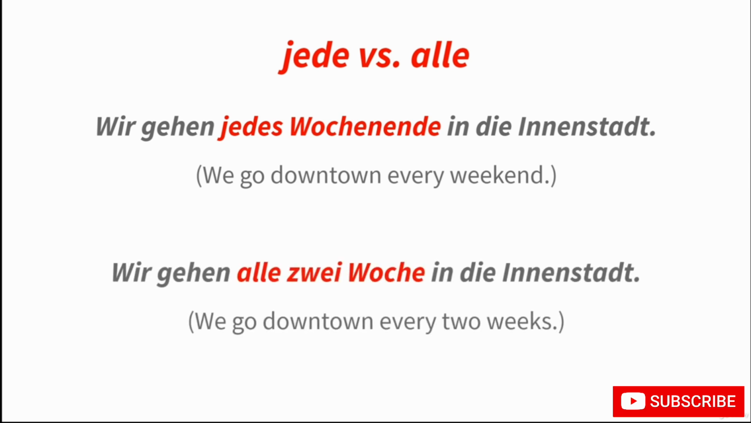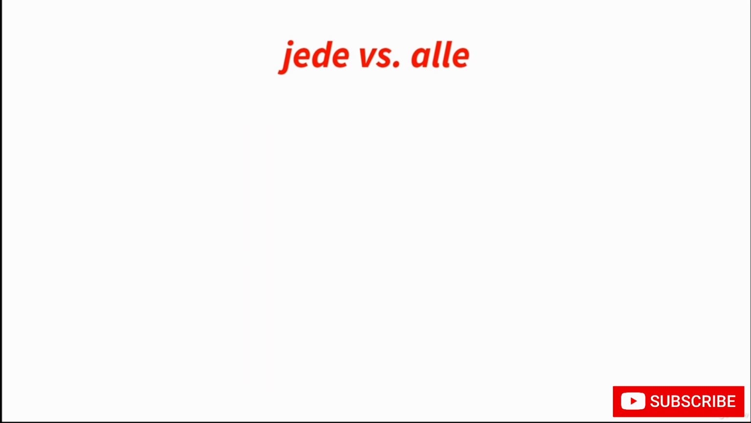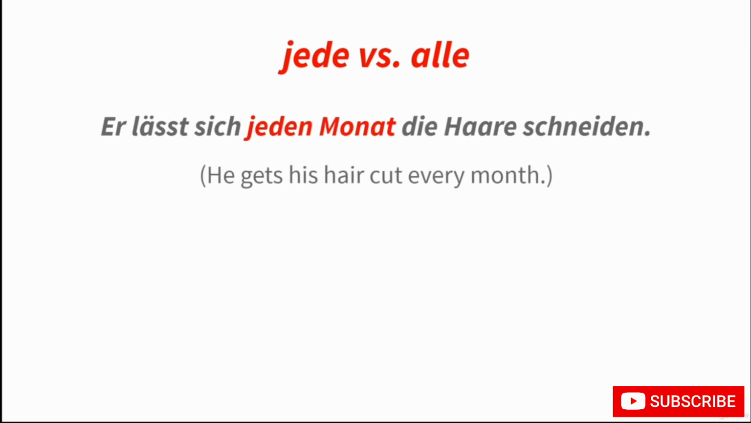Another example. Wir gehen alle 2 Wochen in die Innenstadt. We go downtown every 2 weeks. For example, I went downtown this week, then I don't go there next week because I go there every 2 weeks. Another one. Er lässt sich jeden Monat die Haare schneiden. He gets his haircut every month.